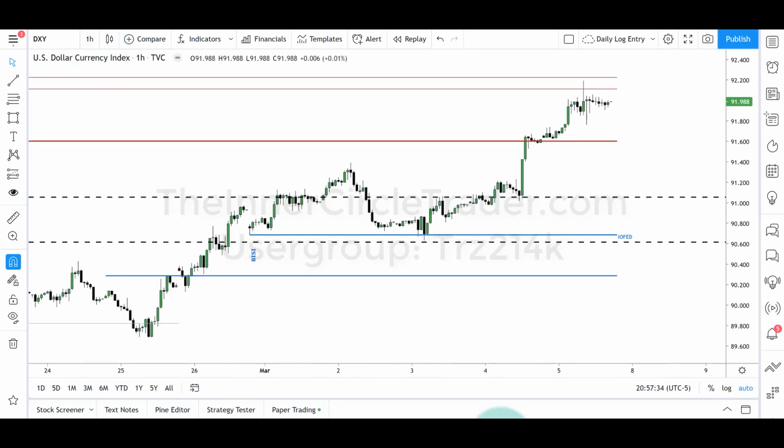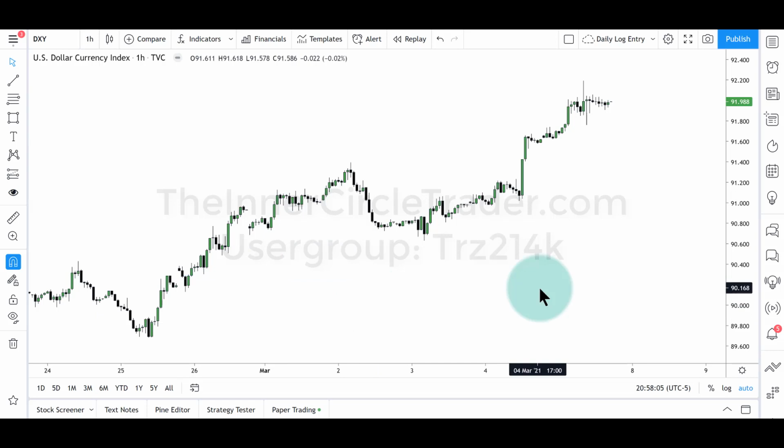All right, here's the hourly chart on dollar index, and you can see the buy side imbalance in here and the breaker. Now I'm going to take off the daily annotations because I want it to be clean when I talk to you about the optimal trade entry. All right, so here's that clean 1 hour chart.